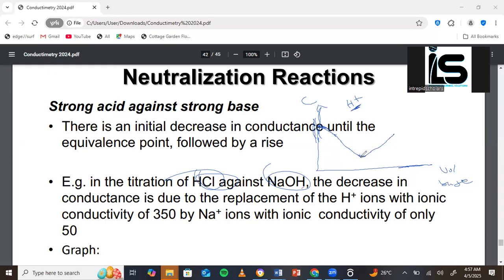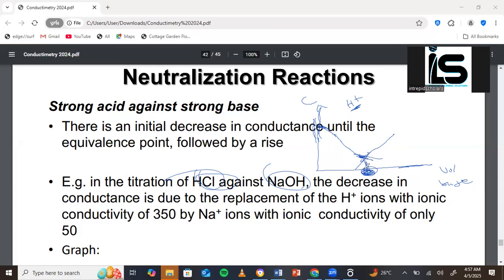When it gets to this curvature, that is where we are getting to our equivalent point, right? Now, the equivalent point is ideally supposed to be a very sharp point, but because of the factors, the dissociation and solubility that we talked about up there, you get a curvature, right? So if you want to get the actual value, you have to extrapolate these straight lines and then draw from here to here to get the equivalent point, right? The volume of the base that neutralizes the acid, right?